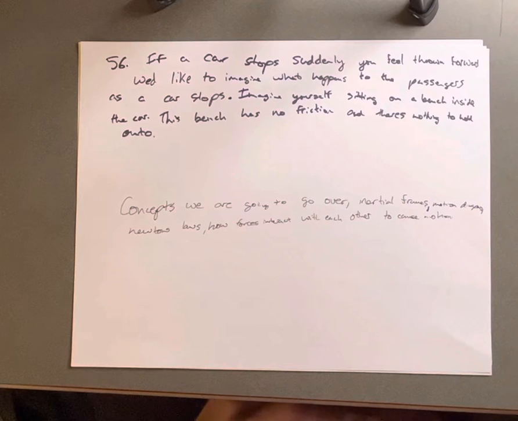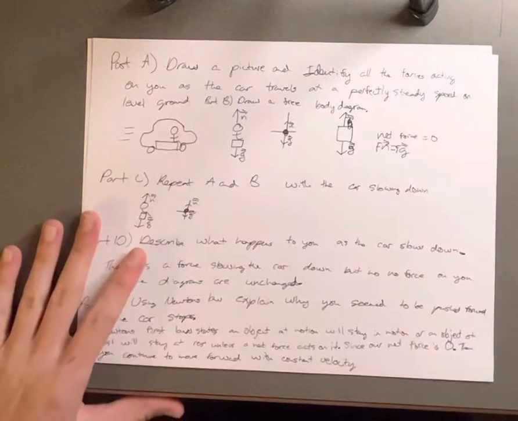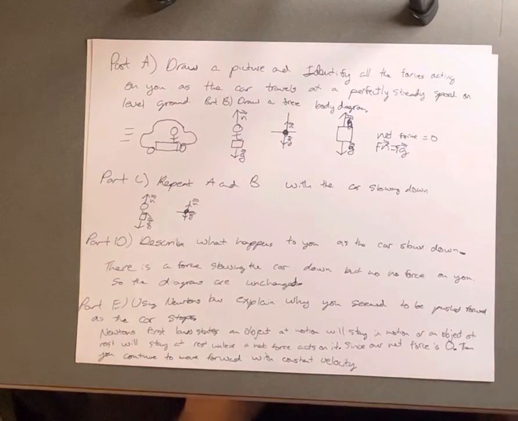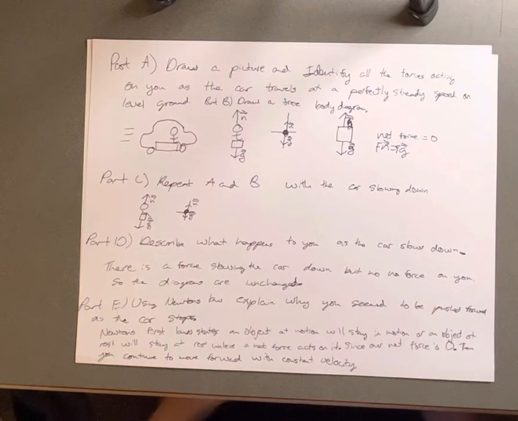Concepts we are going to go over are inertial frames, free body diagrams, Newton's laws, how forces interact with each other, and cause motion. So we draw a picture and identify all the forces acting on you as the car travels at a perfectly steady speed on level ground. And we're going to draw a free body diagram. There's a couple parts to this problem. So we'll see. We go up to part F.